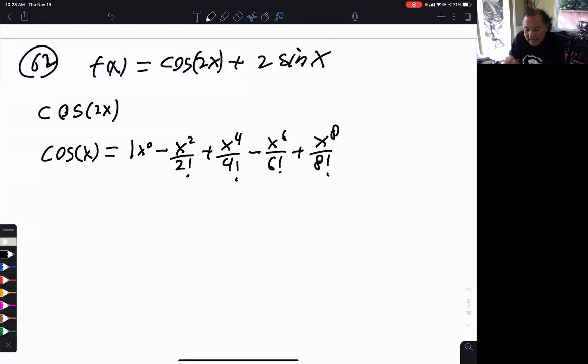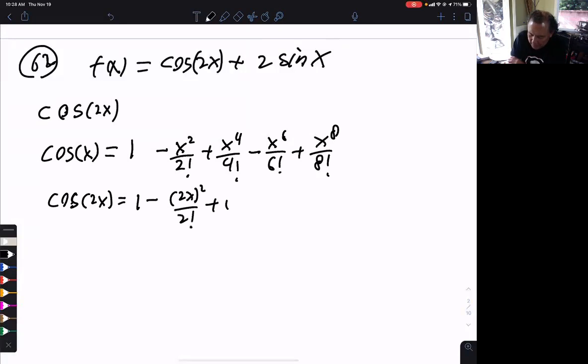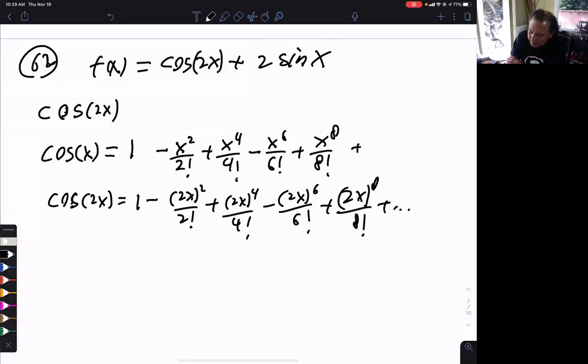Okay, then how do we find the cos 2x one? That's a composition. We get to replace all the x's with 2x. So that's not there because x to 0 is 1. So it's going to be 1 minus 2x squared over 2 factorial plus 2x to the 4th over 4 factorial minus 2x to the 6th over 6 factorial plus 2x to the 8th over 8 factorial plus dot, dot, dot. Keeps going.